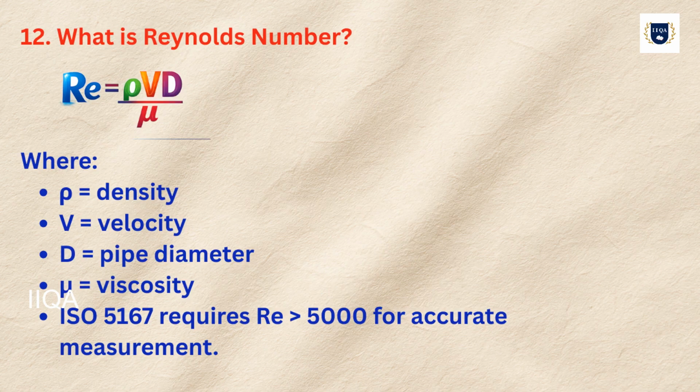What is Reynolds number? Re equals rho V D divided by mu, where rho is equal to density, V is equal to velocity, D is equal to pipe diameter, mu is equal to viscosity. ISO 5167 requires Re greater than 5000 for accurate measurement.